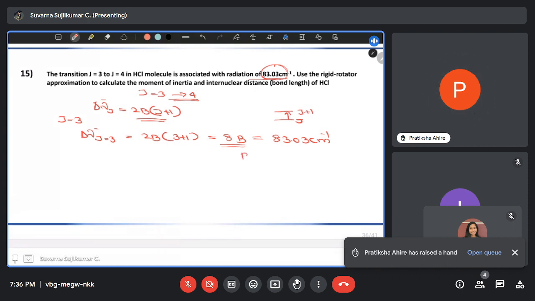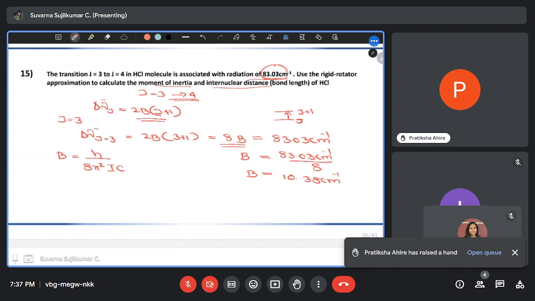From this, we can easily find B. 83.03 centimeter inverse divided by 8 gives 10.38 centimeter inverse. So we got the B value. What we have to find is the moment of inertia and internuclear distance. We have an equation which connects moment of inertia and B: B is equal to h divided by 8 pi squared I c. Now can we find I, the moment of inertia?